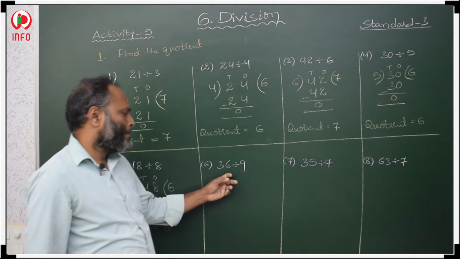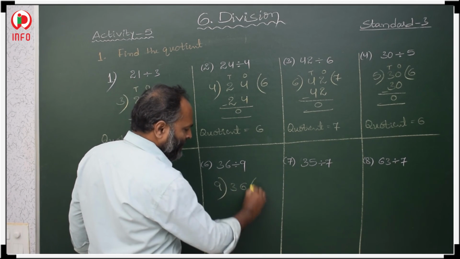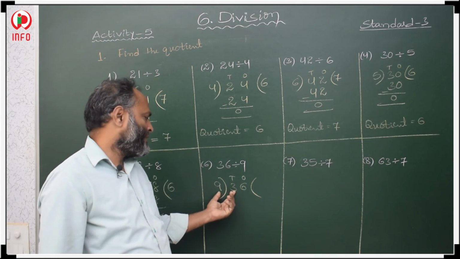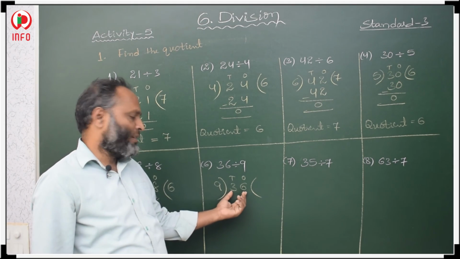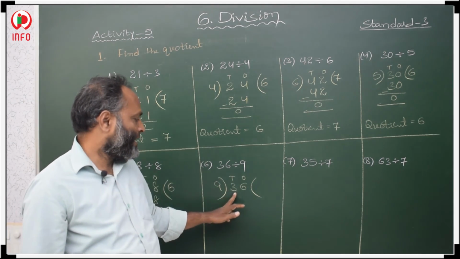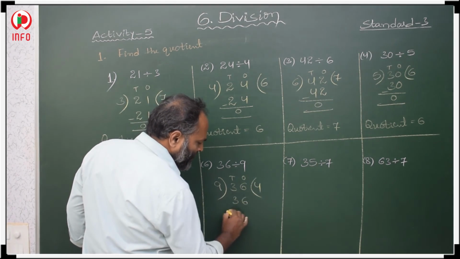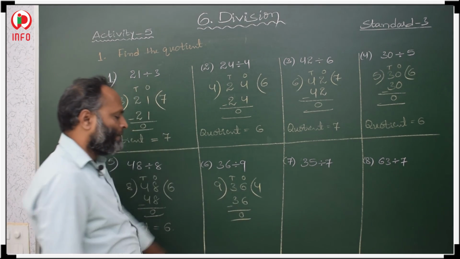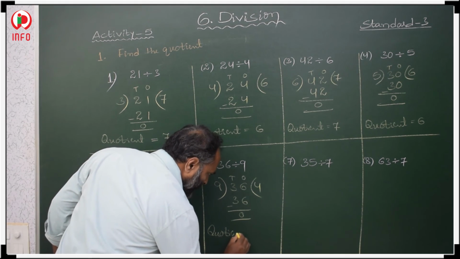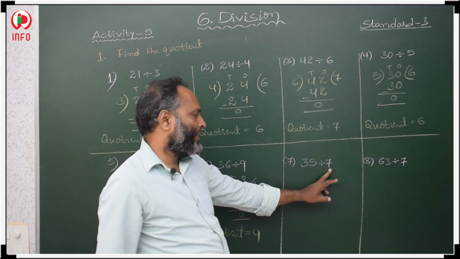Next, this is the divisor. This divisor divides this dividend. This is ones place, this is tens place. Now compare the tens digit with the divisor; it is less, so take 36 at a time. 9 2s are 18, 9 3s are 27, 9 4s are 36. Same number minus same number is 0. Your quotient is 4.